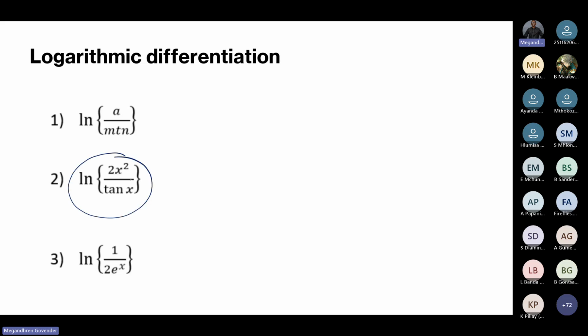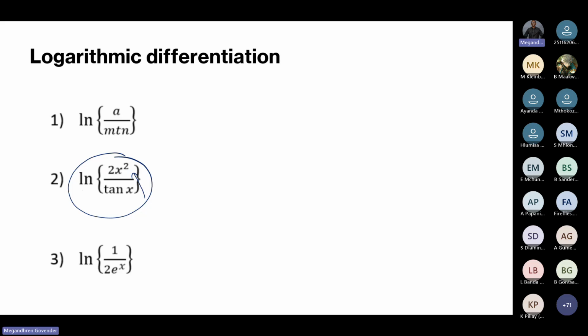Because you have to differentiate the inner function, which is 2x squared over tan x. You have to use the quotient rule. And then you have to say d/dx of ln of something is 1 over that something. So it's a bit messy. But there's another way of doing it.